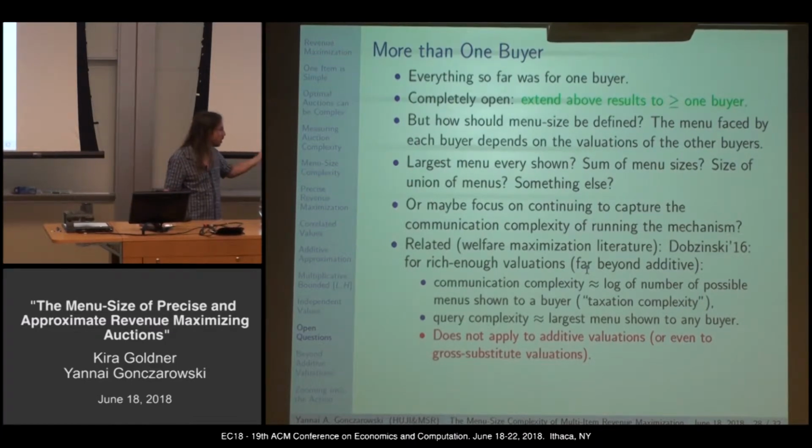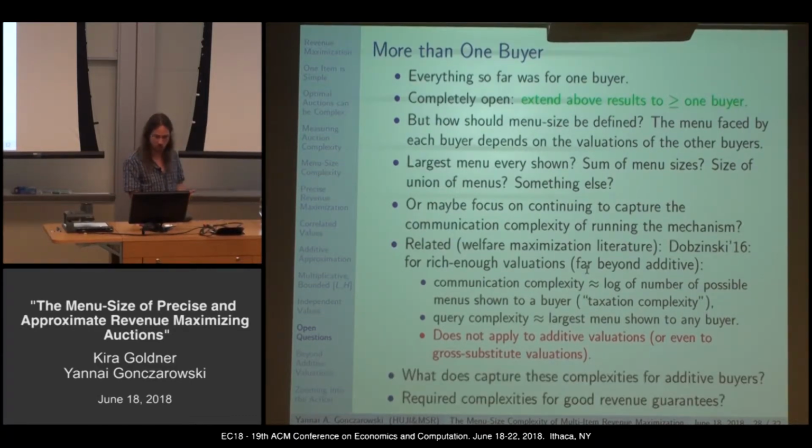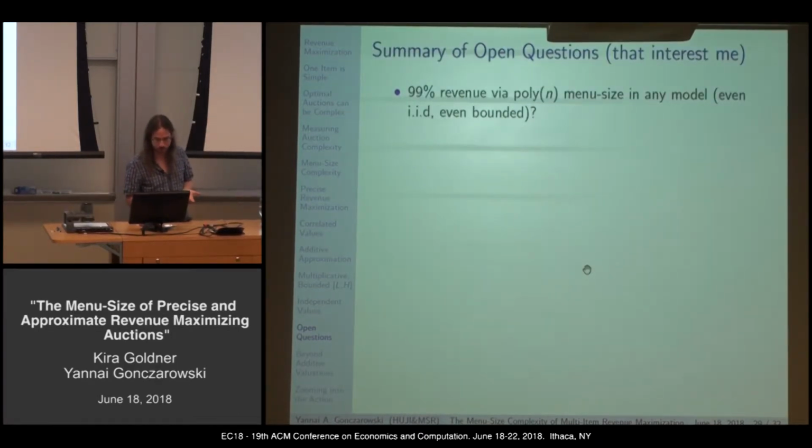Specifically, they don't even hold for gross substitute valuations. It needs a very, very rich valuation structure for these to work. So it's related. Maybe something could be taken from here in terms of additive, which is what we've talked about. So it's interesting to ask what does capture the communication complexity, even query complexity, for additive buyers, and what are the required complexity for good revenue guarantees.